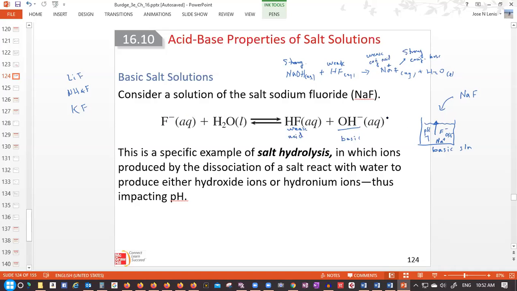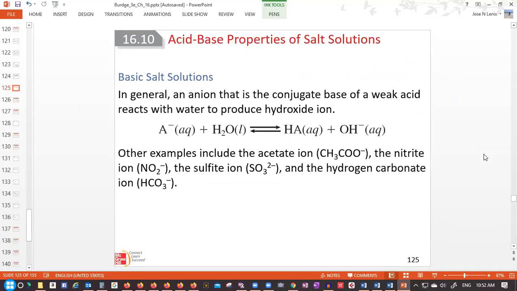And we can actually measure the pH for that solution. Let's do one more. For the case of weak bases, we have this example. This is a conjugate base. If this conjugate base comes from a weak acid, therefore it's going to be a strong conjugate base. It's strong enough to react with water.